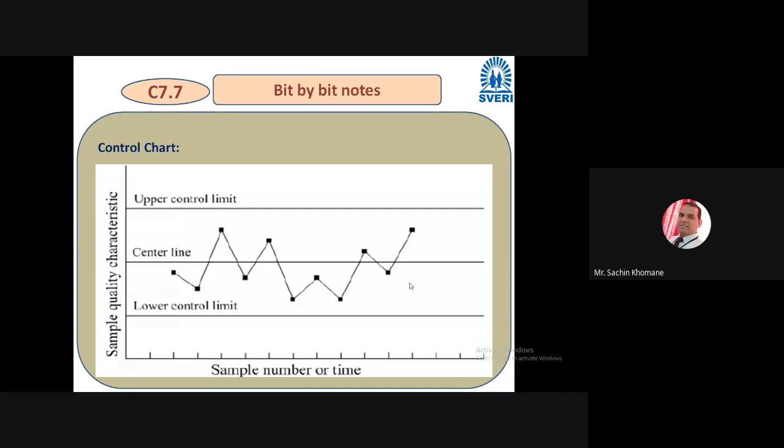Now by looking at this diagram, you may be confused about why this graph is important for our quality control. Wait, we'll discuss that also. First try to understand this control chart. On the x-axis there will be sample number or time. For all industries the control chart concept is common, but the sample number may be different: in the chemical industry the sample number may be different, and in the mechanical industry the sample may be different.